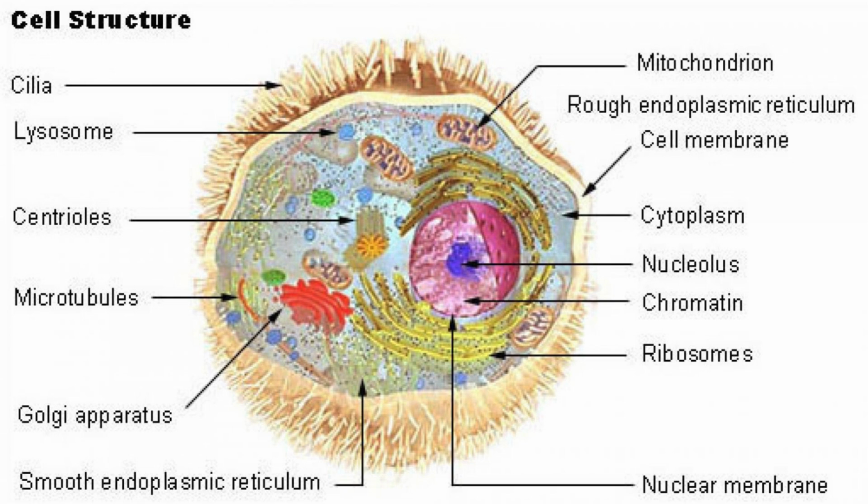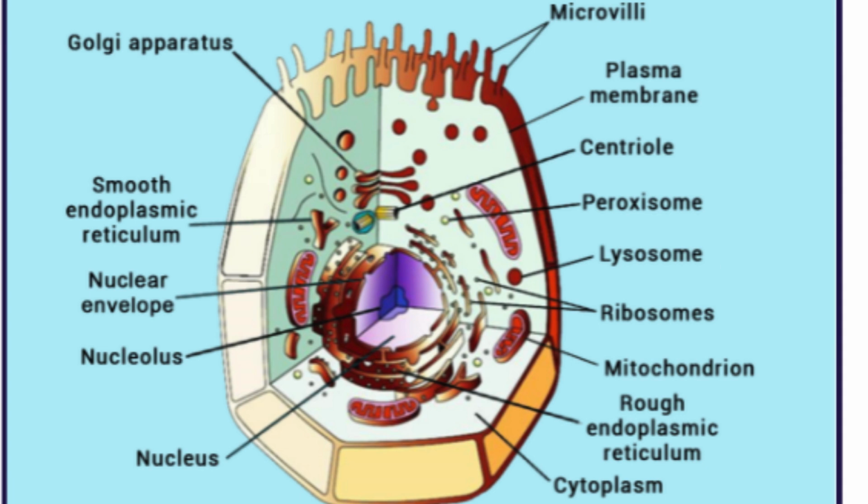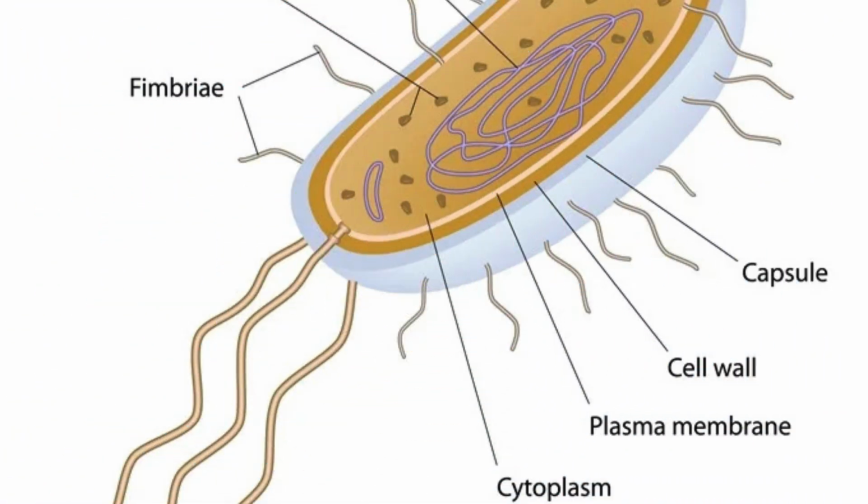Eukaryotic cells are the building blocks of all complex organisms, including plants, animals, fungi, and protists. They have a well-organized structure with distinct compartments, unlike prokaryotic cells, which are simpler and lack such organization. So eukaryotic cells are more advanced than prokaryotic ones?